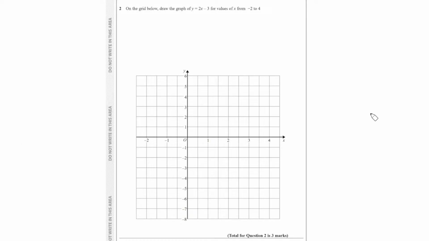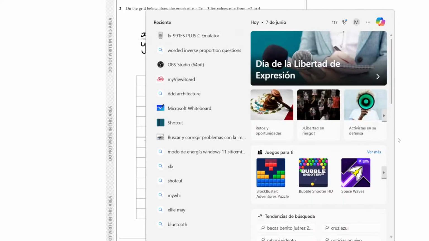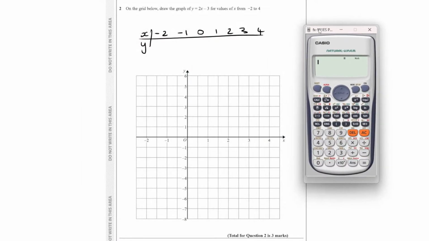On the grid above, draw the graph, I was about to say line, but it is a line. Draw the graph of y equals 2x minus 3 for the values of x from -2 to 4. So they've given you a bit of space. If you want to, you can set up your xy table: -2, -1, 0, 1, 2, 3, 4. And then I would probably just do this on my calculator, to be honest, given that it is a calculator paper.